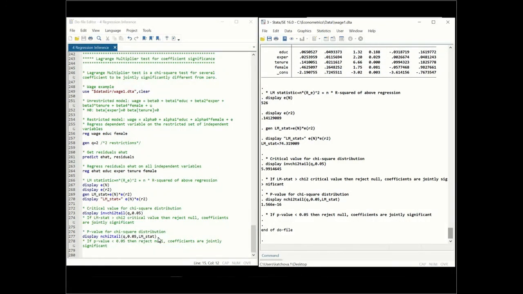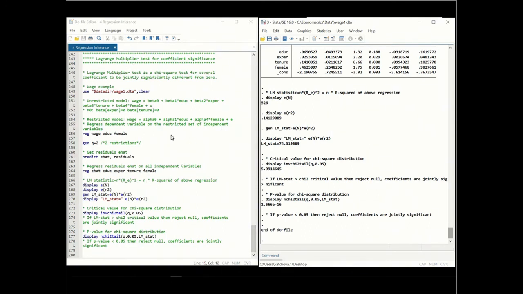Alternatively, we can calculate the p-value for the chi-square distribution. Here we have chi-square 2 tail, giving the degrees of freedom, the significance level, and the test statistic. And this is the p-value, which is very small. It's less than 0.05, and therefore we would reject the null hypothesis and the coefficients would be significant.